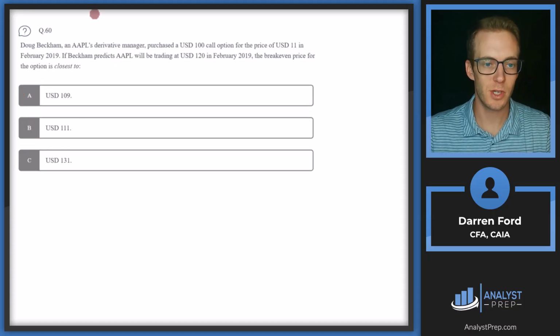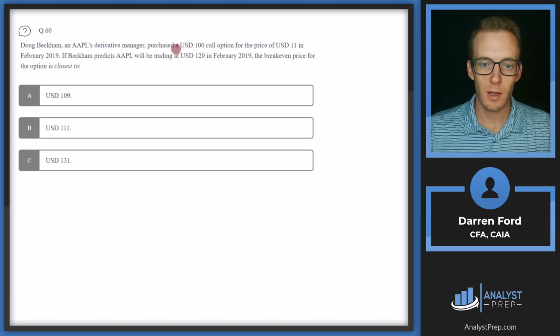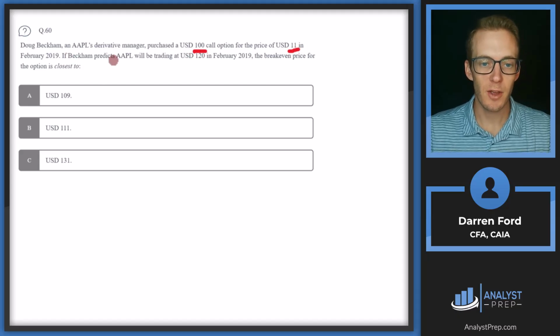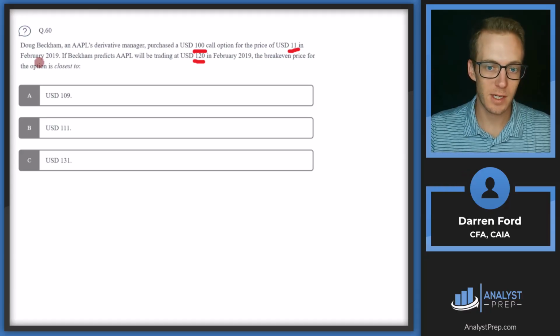Question 60. Doug Beckham and AAPL's derivative manager purchased a USD 100 call option for the price of USD 11. So we've got our strike at 100 and we paid a premium of $11 in February 2019. If Beckham predicts Apple will be trading at USD 120 in February 2019, so we bought our strike for February 2019, but we think the price will be above that. The break-even price for the option is closest to.